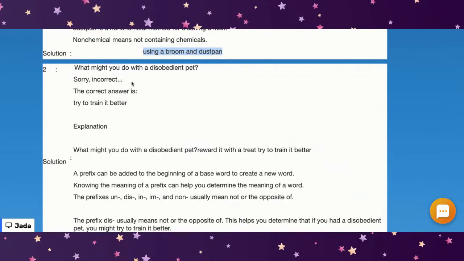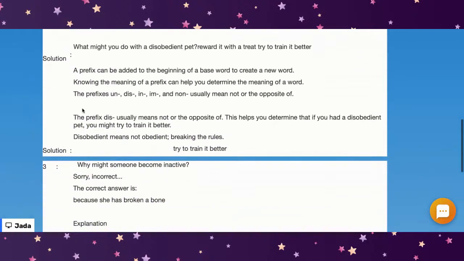What might you do with a disobedient pet? These prefixes mean not or opposite of. So the prefix dis usually means not or the opposite of. This helps you determine that if you had a disobedient pet, you might try to train it better. Disobedient means not obedient, breaking the rules. So if you have a disobedient pet, what will you do? You will try to train it better.